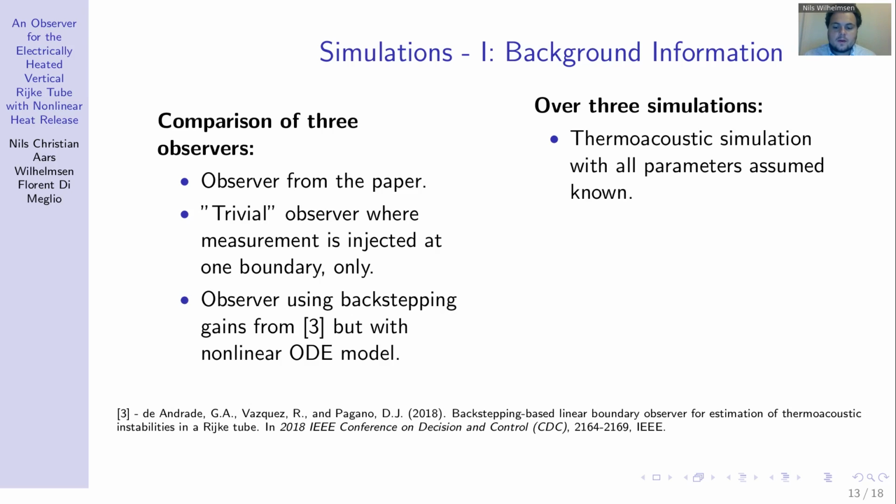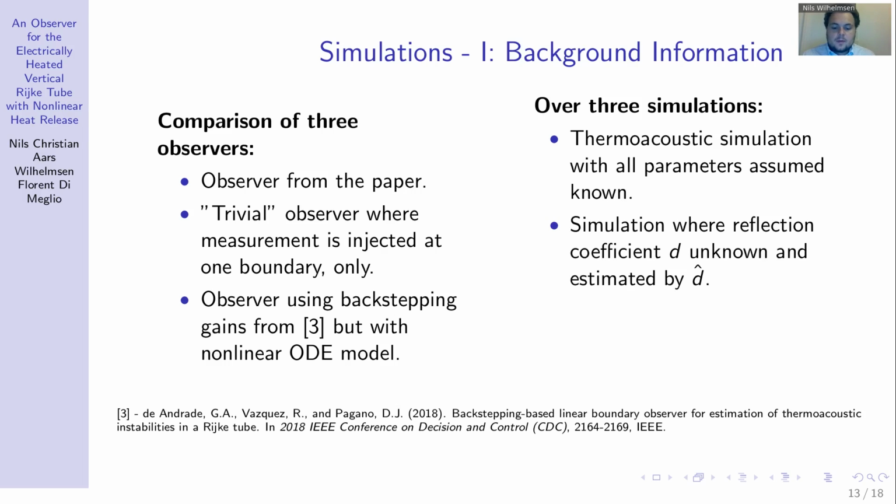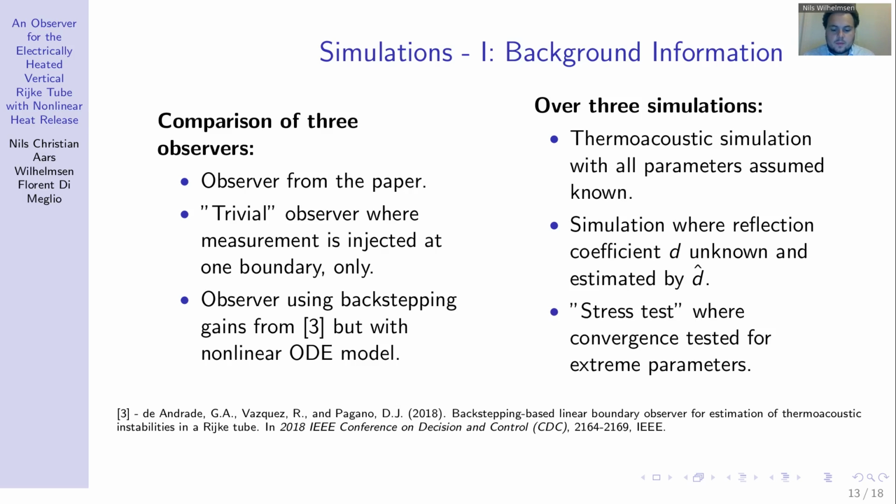These 3 observers have been tested in 3 simulations. The first of these is a standard thermoacoustic scenario where all parameters are assumed known. The second simulation is the same as the first, except the reflection coefficient is assumed unknown but estimated by a d hat. The third simulation is a stress test, where the observer's response is tested for extreme parameters, chosen to make the possibly unstable feedback in the trivial observer discussed previously unstable.